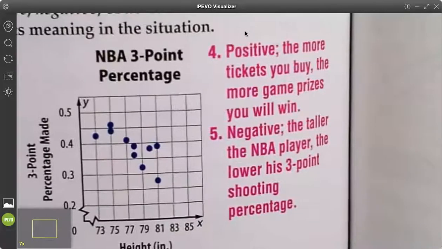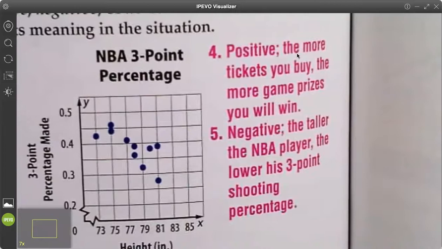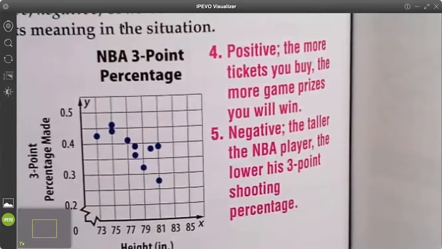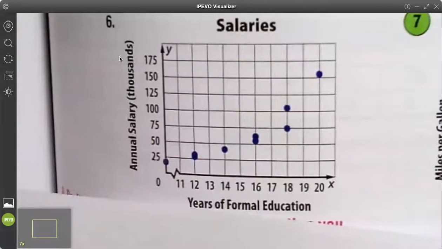And I thought I'd read the book answers. The one before said the more tickets you buy, the more game prizes you'll win. And for number 5, negative correlation, the taller the NBA player, the lower his three-point shooting percentage. Think about number 6. What would your answer be?